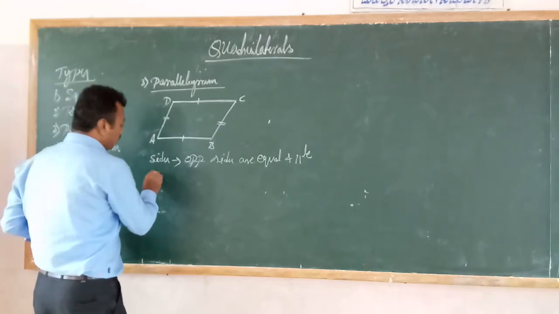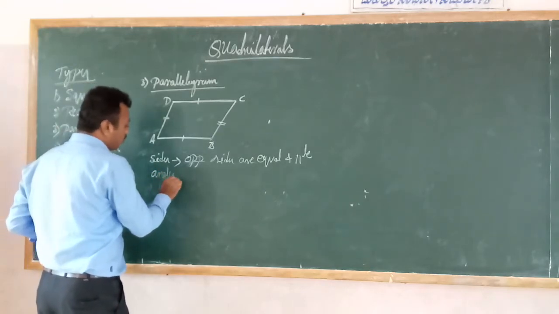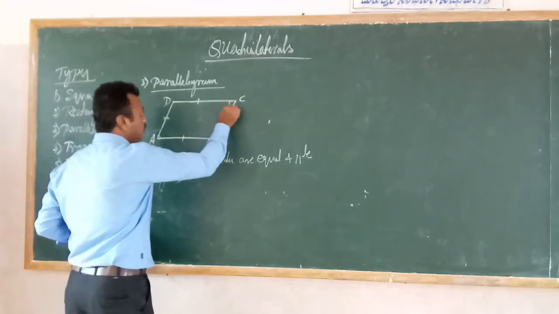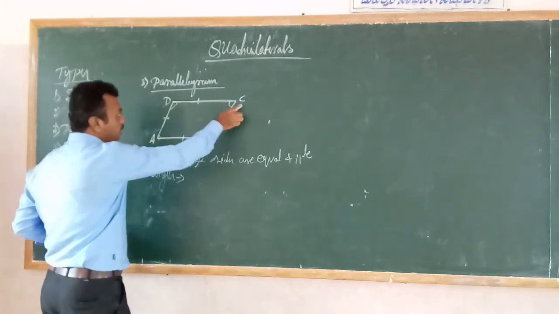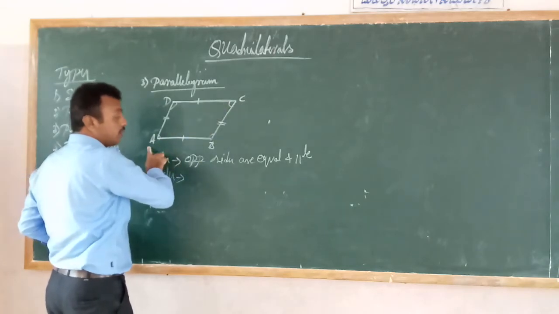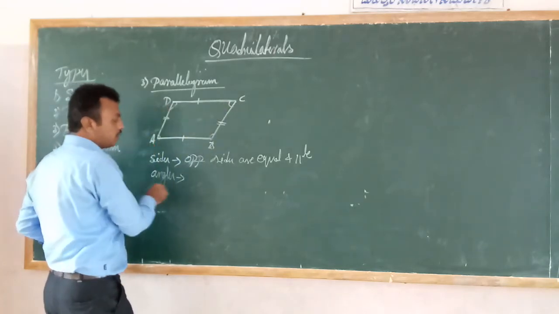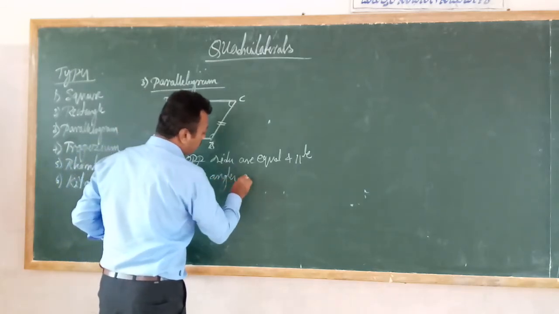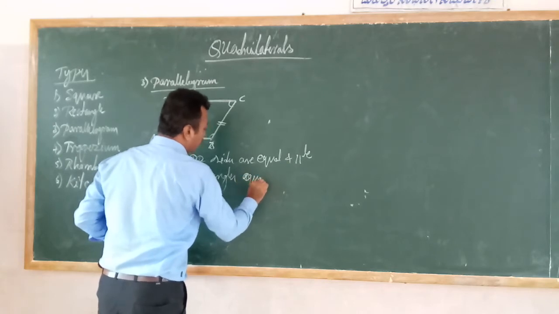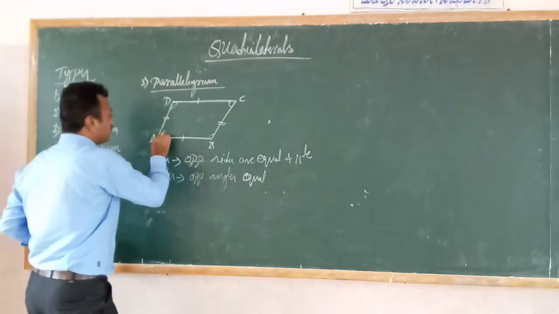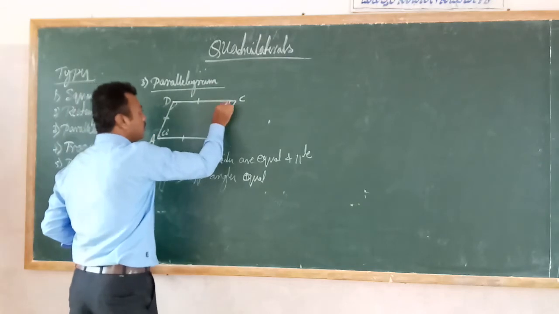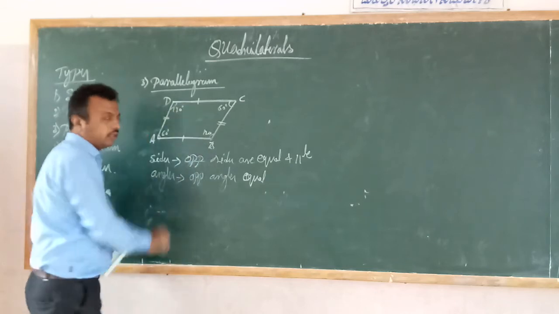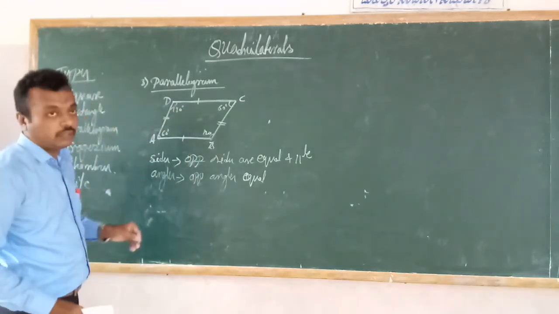And then come to the angles. See, students, here angle A and angle C. What are these two angles? Opposite angles. Angle B and angle D are also opposite angles. Therefore, opposite angles are also equal. Understood? For example, this is 60 degrees and this also becomes 60 degrees. Suppose this is 120 degrees and this is also 120 degrees. Are you understood? The opposite angles must be equal.